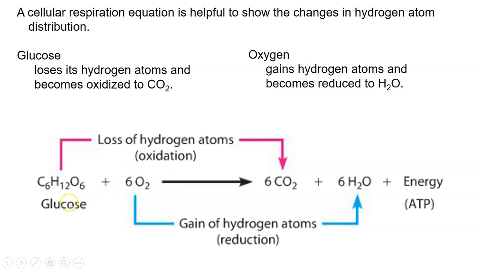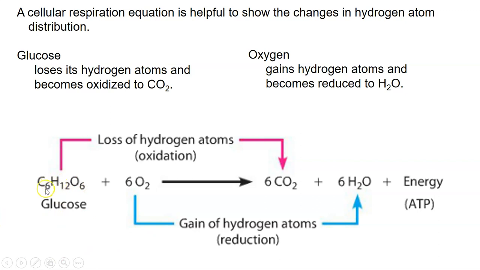So glucose is oxidized to form carbon dioxide, and oxygen is reduced to form water. Those hydrogens which are lost, not exactly the same ones, but those hydrogens which are lost at some point, are used to generate water molecules. And if you haven't done chemistry, these numbers are important because they ensure that the whole reaction is balanced.